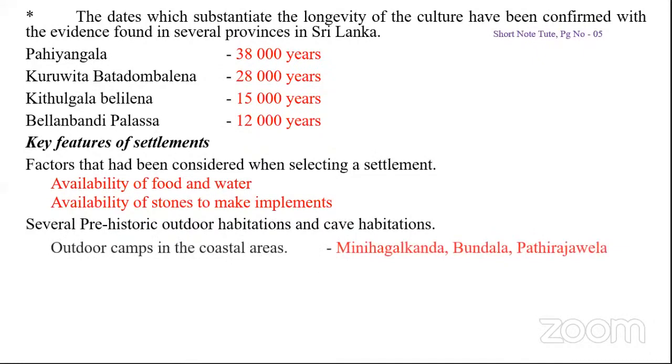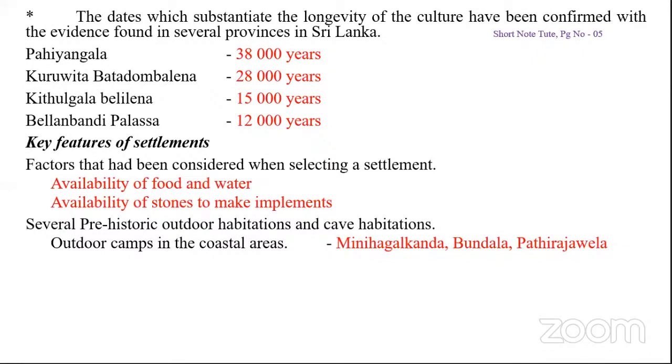First one, outdoor camps in coastal areas. In coastal areas, you can't find caves. So where were they living? Outdoor camps. So what are the places where you will find outdoor camps in coastal areas? Minihagalkanda, Bundala, and Patirajawela. So those are the examples.